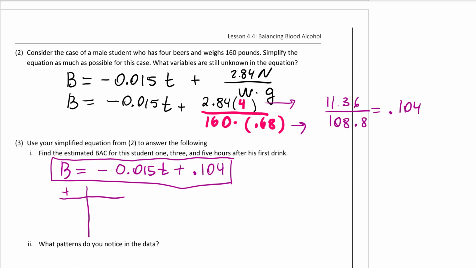We're going to put the time as our input, and B as the output, and we're going to be substituting. So we got 1 hour, 3 hours, and 5 hours. I'm going to help you with the first one, and I'll ask you to select the choice that you get once you put the numbers in the calculator. So we're going to put minus 0.015 multiplied by 1 plus 0.104. Now do this operation carefully.